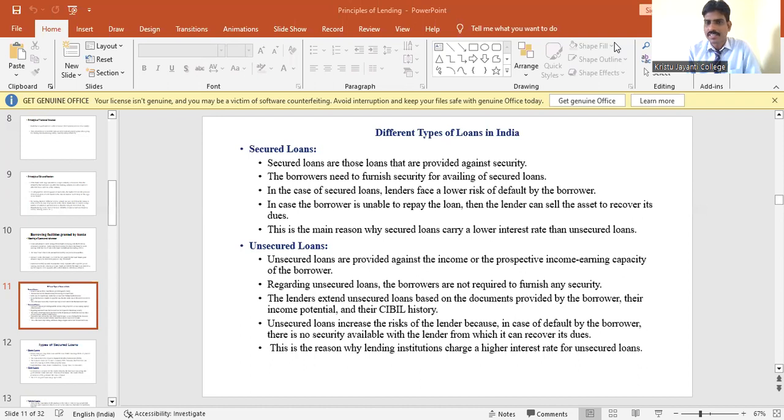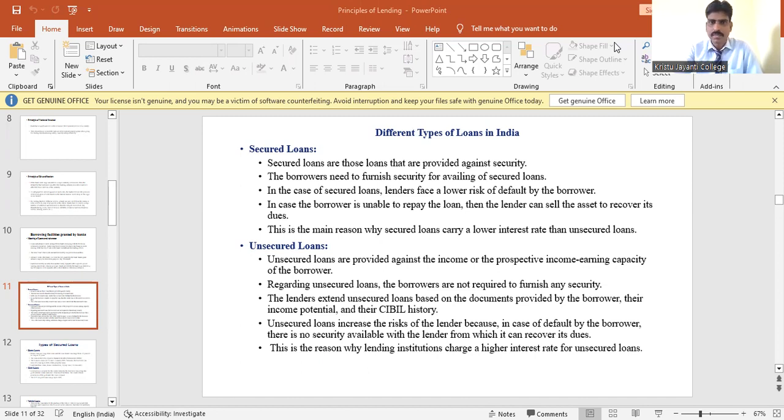The lenders extend unsecured loans based on the documents provided by the borrower, their income potential, and the CIBIL history. Of course, whenever we apply for any loan, the bank immediately checks our creditworthiness by verifying the CIBIL report. Unsecured loans increase the risk of the lender because the bank does not collect any collateral, so the interest rate is also a little higher than secured loans. A personal loan is the usual example of an unsecured loan. Housing loans and mortgage loans come under secured loans.